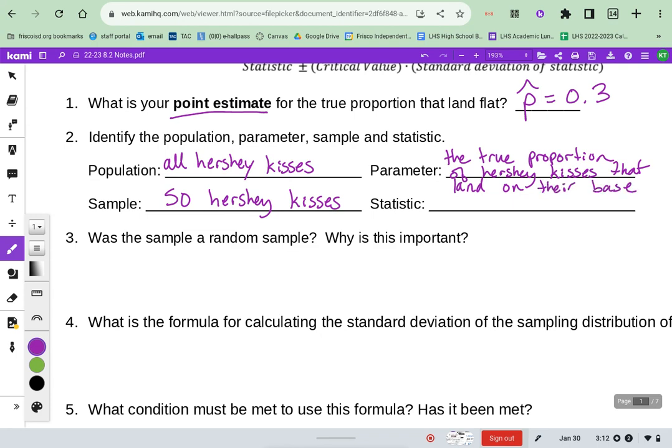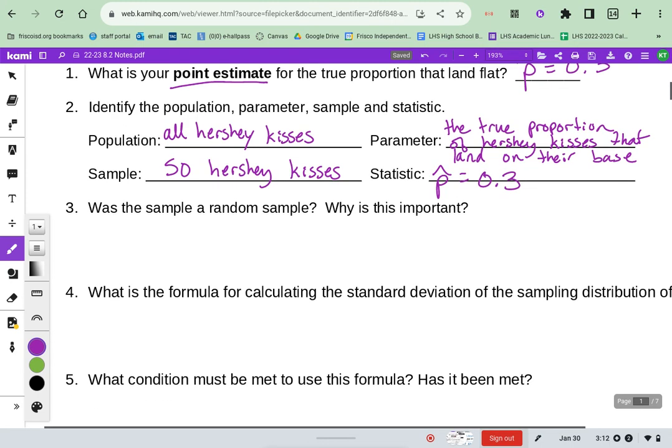So remember that the parameter is always belonging to the population. So the parameter will always either be a true proportion or a true mean. Okay, in this case, it's just a proportion. So your statistic would be your p hat. So in this case, again, it's 0.3. So the statistic is what's trying to estimate the parameter.